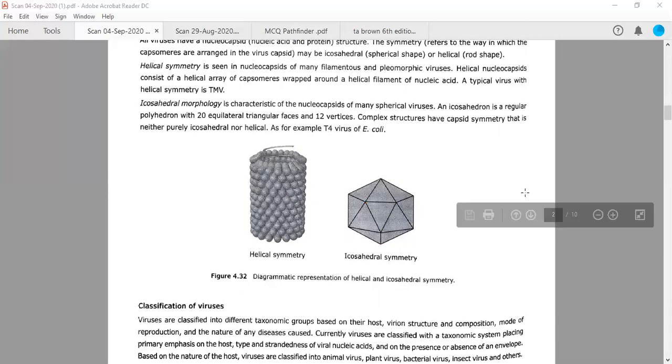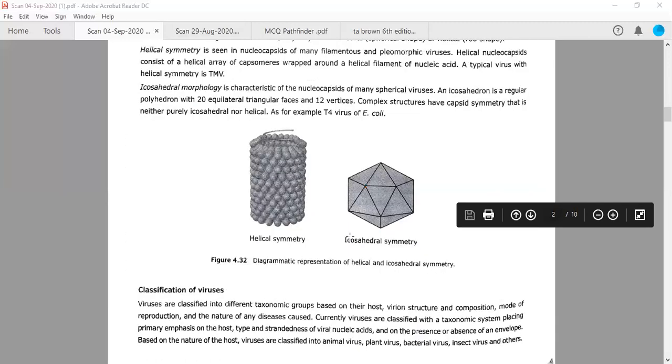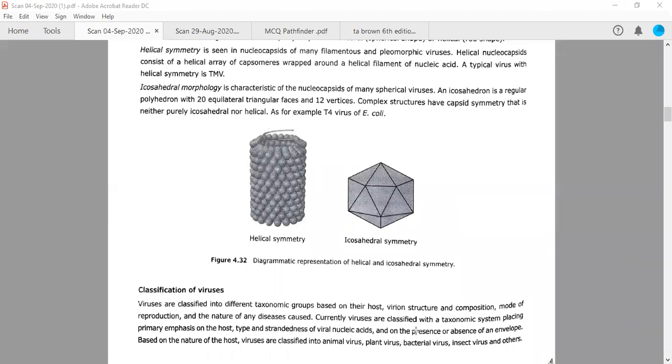Example is T4 virus, which will infect the host E. coli, which are gram-negative rods. Now, classification of viruses, we already have discussed this particular table and everything is written here.